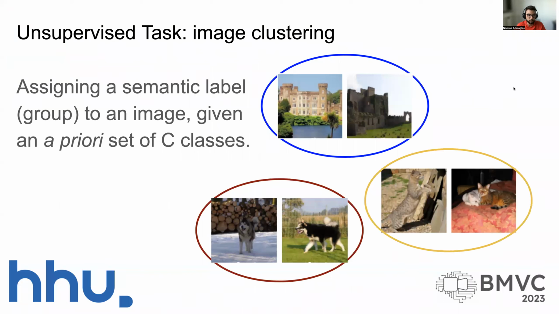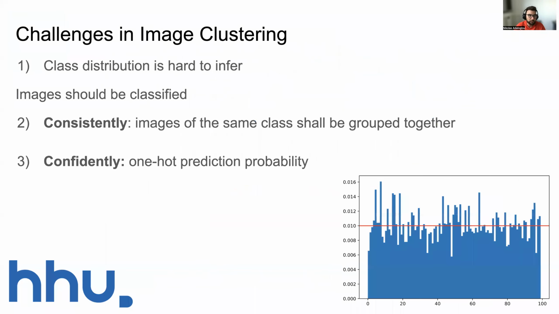Image clustering is an unsupervised task where we aim to assign a semantic label or group to each image, given a predefined set of clusters or classes. Image clustering is a very challenging task because the class distribution is unknown. Second, because images need to be classified consistently, meaning that images of the same class should be grouped together, and confidently, meaning 100% prediction probability in a single class.